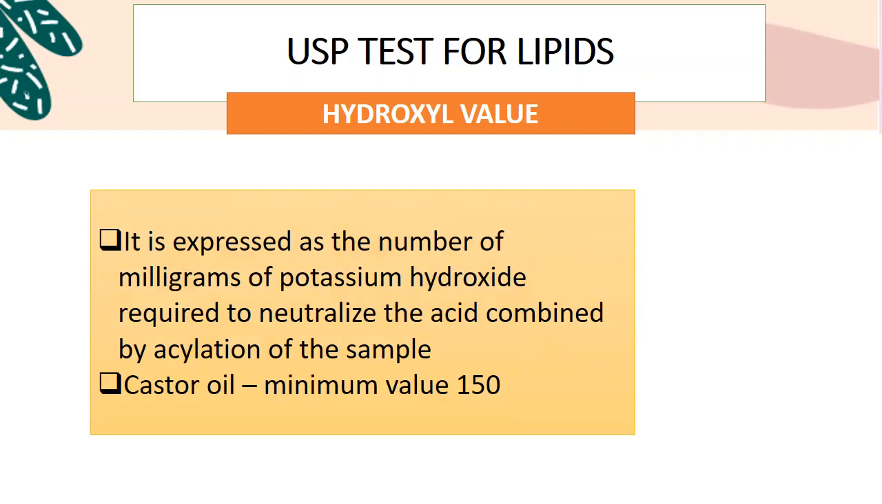And last, we have the hydroxyl value. This is defined as the number of milligrams of potassium hydroxide required to neutralize the acid combined by acetylation of the sample. Most fixed oils have low values, which usually arise from small quantities of sterols present. And take note that castor oil is an exception, wherein the minimum value is considered to be 150, arising from the high proportion of ricinoleic acid present in castor oil.